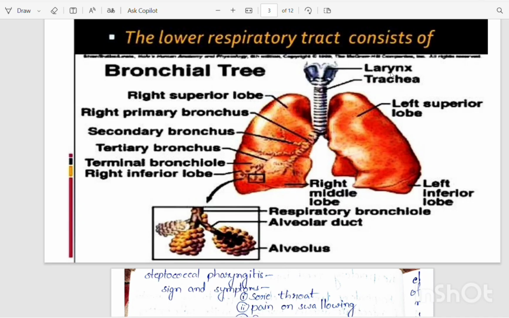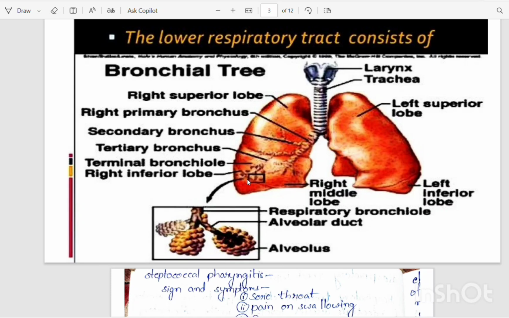This one is called the larynx, and under the larynx is located the trachea. This one is the left superior lobe of the lungs. Here the left inferior lobe, and moving to this side, the right superior lobe, then the right primary bronchus, then secondary bronchus, tertiary bronchus, and then terminal bronchus. Terminal bronchus means where the bronchioles end in the lungs.